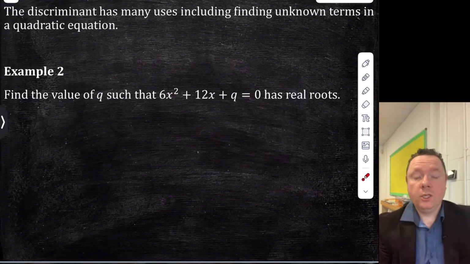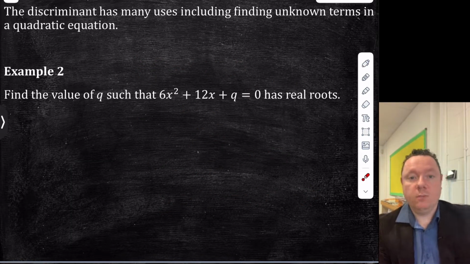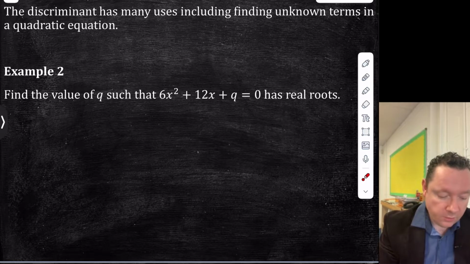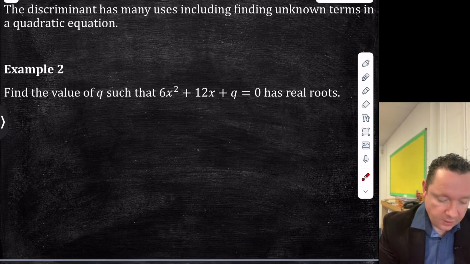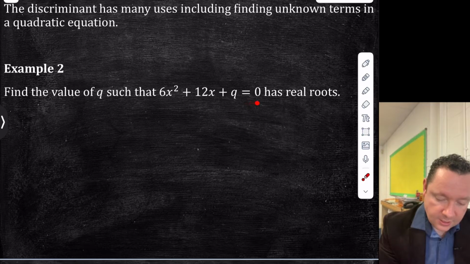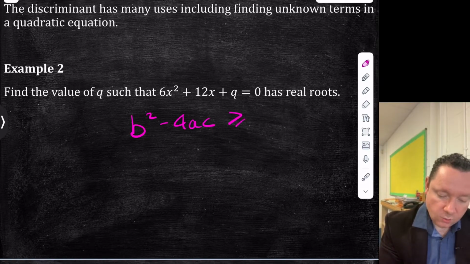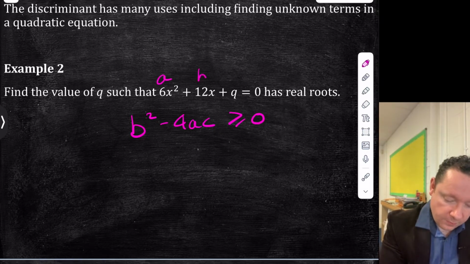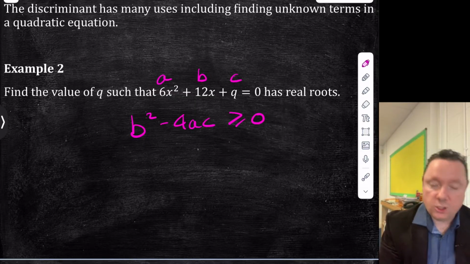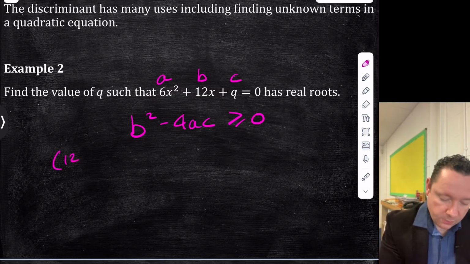And we're done there. So we can use the discriminant to find unknown terms if we know that the discriminant was real or not real or equal. For instance, example 2 says find the value of q such that this has real roots. So if it's got real roots, we can just say that b squared minus 4ac is greater than or equal to 0 because it has real roots. Remember, that's our a, that's our b, and our c would be q. So just subbing it all in: 12 squared minus 4 times 6 times q is greater than or equal to 0.